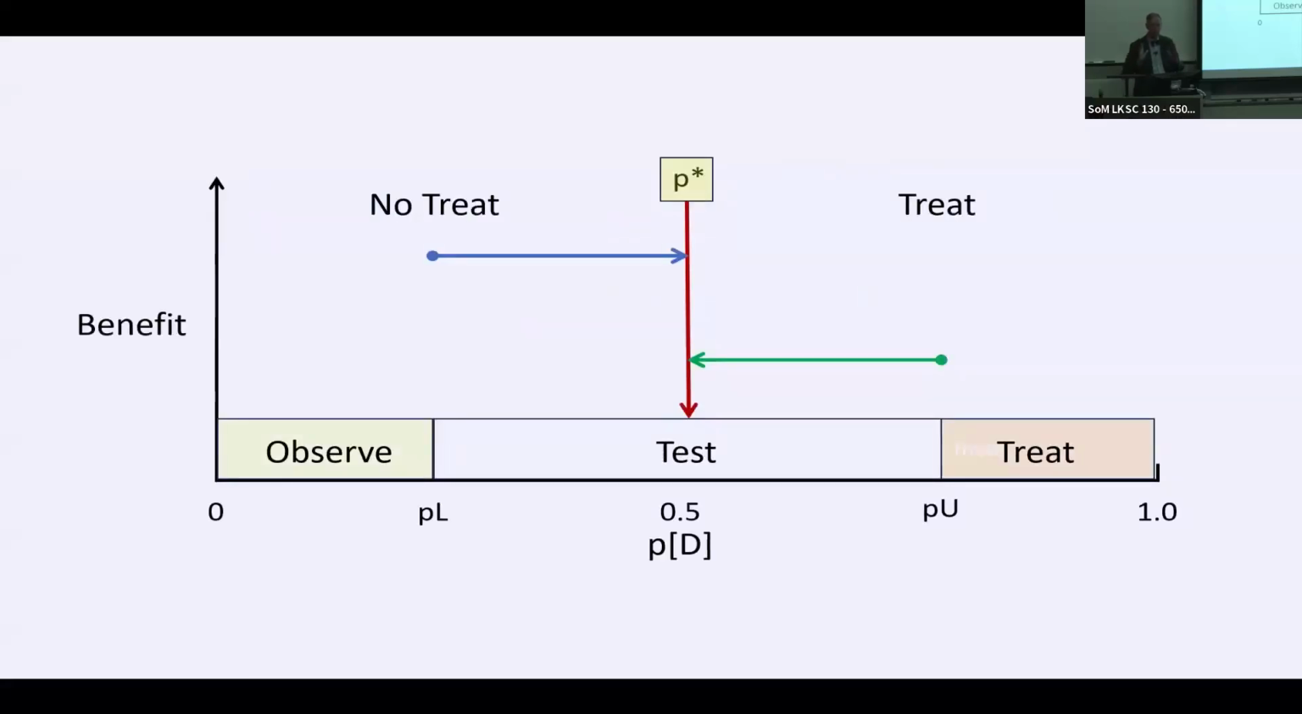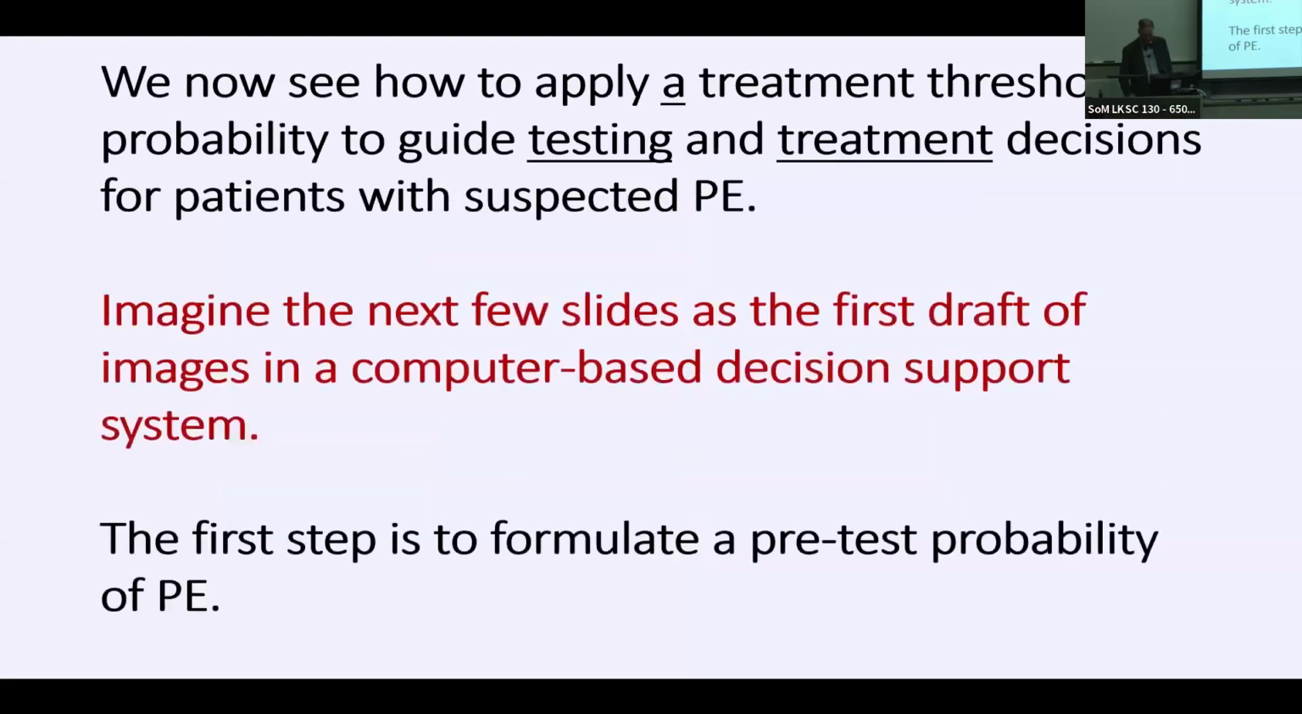Okay, so just a reminder about our model. Low probability, observe. Intermediate probability, test. High probability, treat without testing. And we're going to come back to this in the specifics of pulmonary embolism.